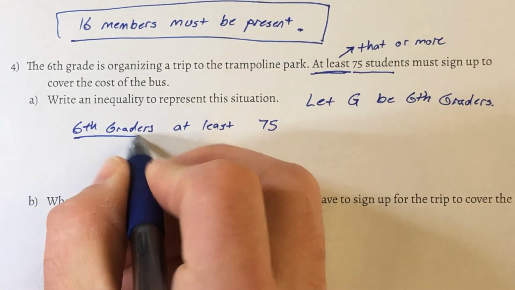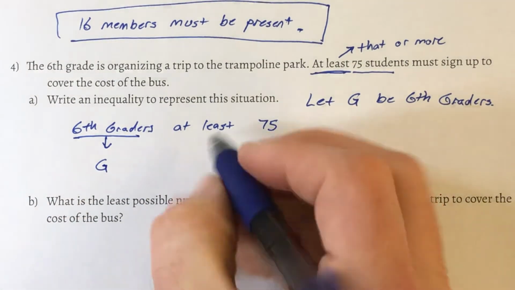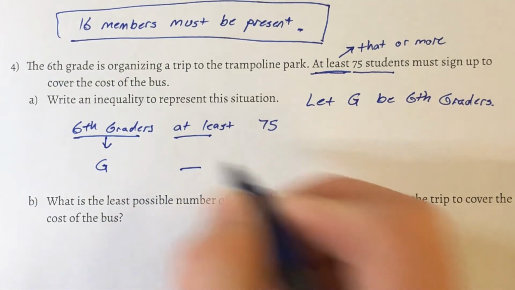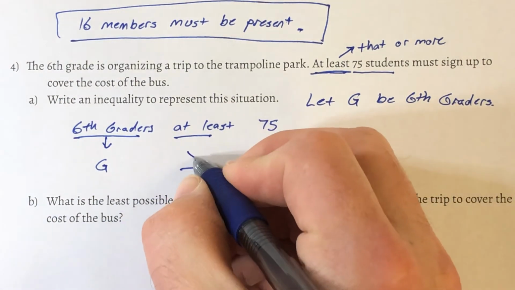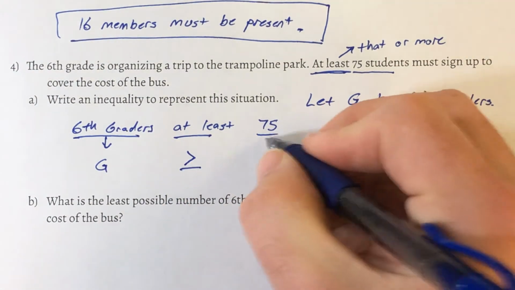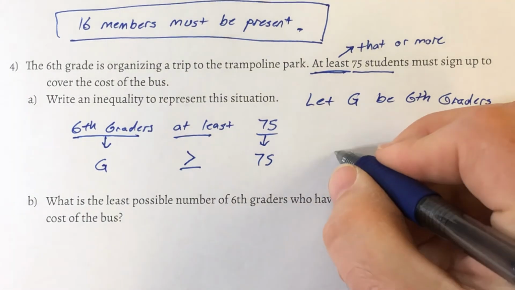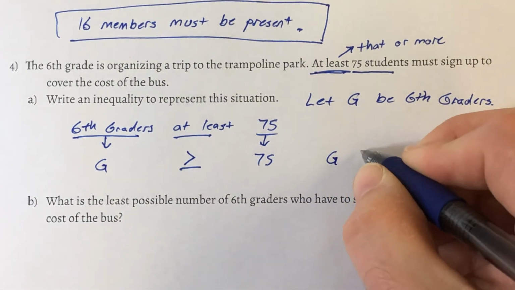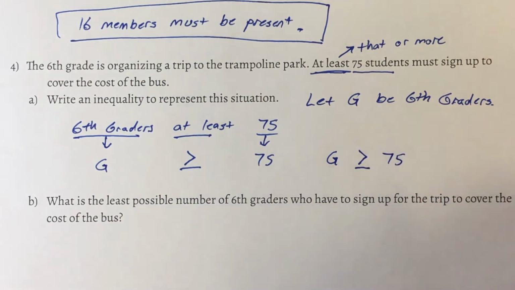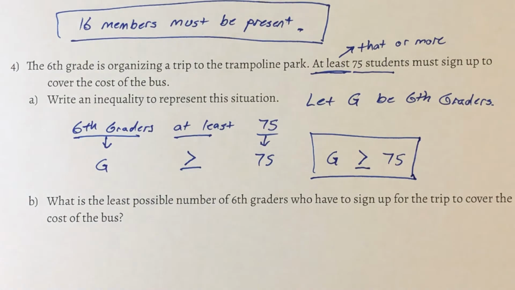So 6th graders, again, we're letting capital G represent them. At least means I need that number or more. So that number means it can be equal to, but we wouldn't say no to more, so greater than. And our number, again, is 75. So our inequality is capital G, the number of 6th graders, must be more than or equal to 75 kids. Otherwise, you can't cover the cost of the bus.